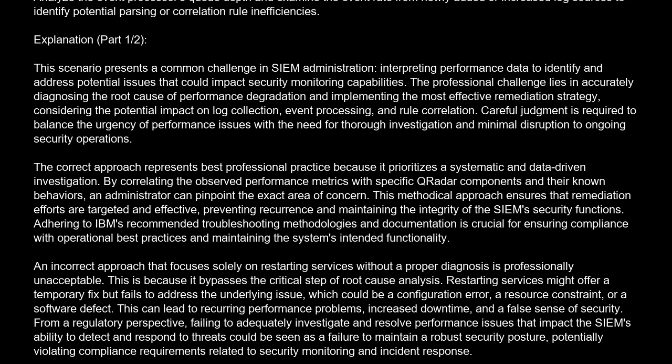The professional challenge lies in accurately diagnosing the root cause of performance degradation and implementing the most effective remediation strategy, considering the potential impact on log collection, event processing, and rule correlation. Careful judgment is required to balance the urgency of performance issues with the need for thorough investigation and minimal disruption to ongoing security operations. The correct approach represents best professional practice because it prioritizes a systematic and data-driven investigation.